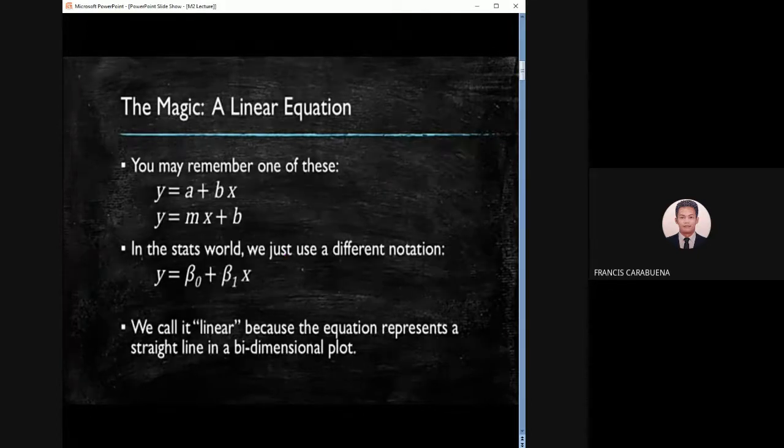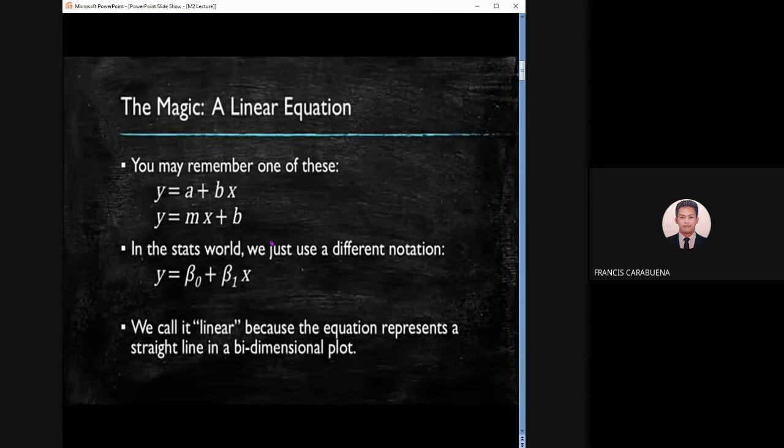When we use simple linear regression models, we call them linear because the magic is that we're using a linear equation. And from your high school years, you might remember one of these, where y is a function of x. And there's a term that is added to the function, another one, that multiplies the x.